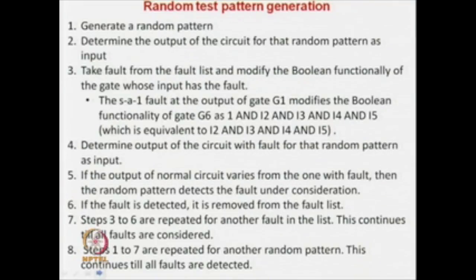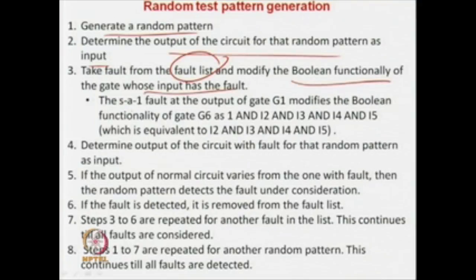So what is the basic algorithm? You apply a random pattern, any random pattern, and then you determine the output of the circuit for that random pattern. In the normal circuit, don't consider any fault, but determine the output of the circuit for that random pattern. Now take one fault from the fault list and modify the circuit.